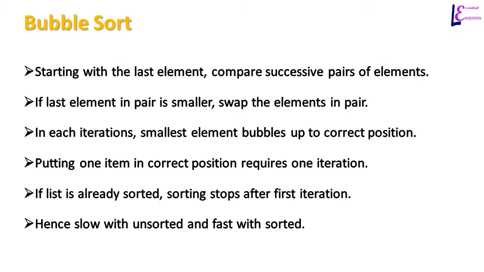Compare successive pairs of elements, and whenever the last element of the pair is smaller, the positions of the elements in the pair are swapped. In each iteration, the smallest element is bubbled up to the correct position. In an unsorted list, putting one element in the correct position requires one iteration. If the list is sorted, bubble sort requires only one iteration to know that the list is sorted.